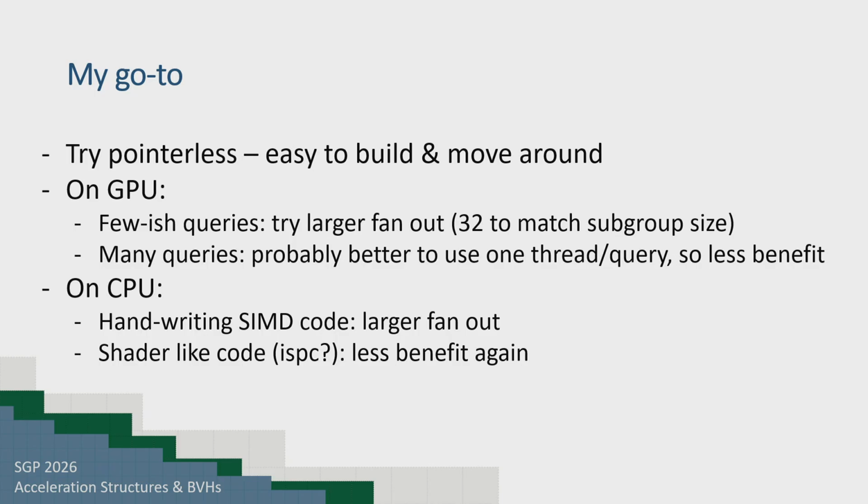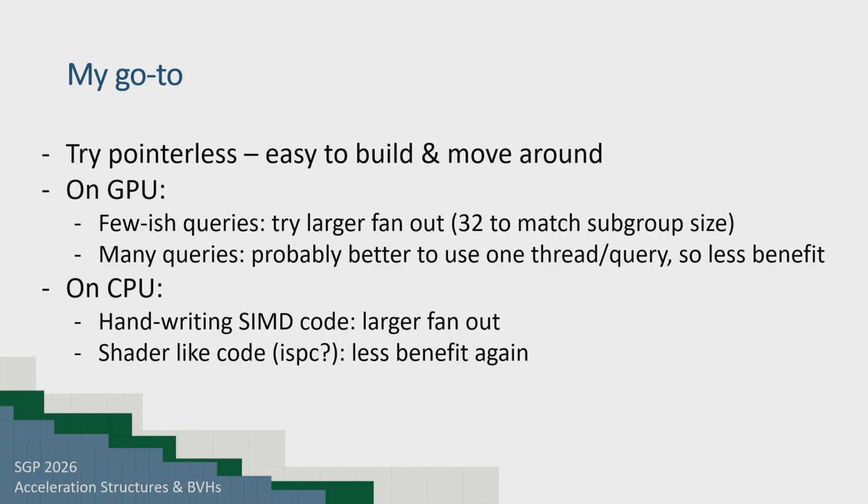If you have fewish queries, I would definitely suggest trying larger fan-outs. If you're on the GPU, fewish might mean like 10,000, 20,000, 30,000 queries. 32 would match your subgroup size. That's fairly standard across all of the GPU platforms at this point. So that's a decent choice. You could even go 64 if you're targeting some older AMD stuff.